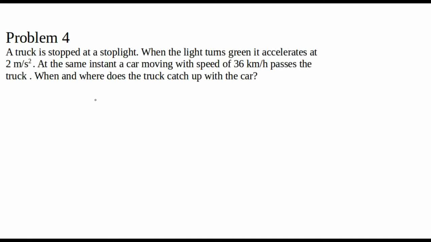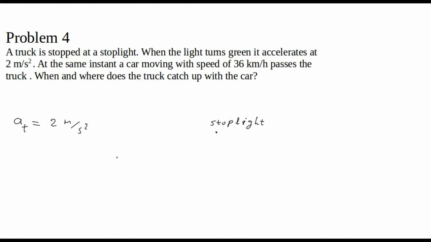According to this problem, a truck is stopped at a stoplight, and when the light turns green, it accelerates at 2 meters per square second. So if you represent its acceleration by a_t, it's equal to 2 meters per square second.